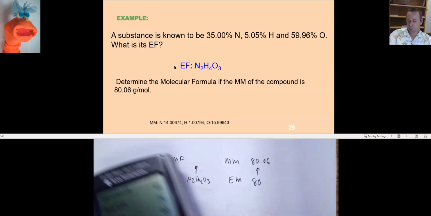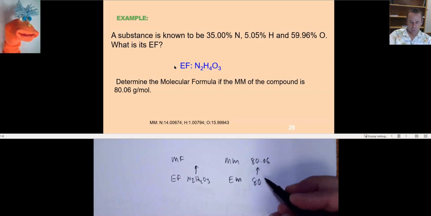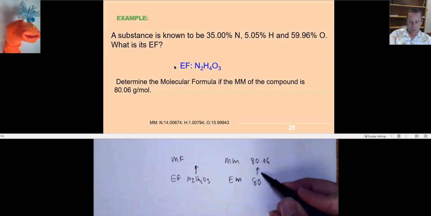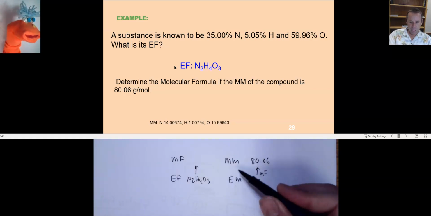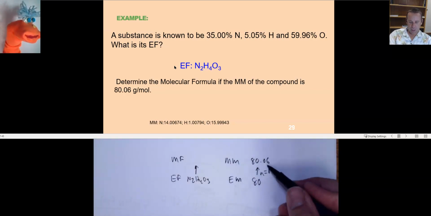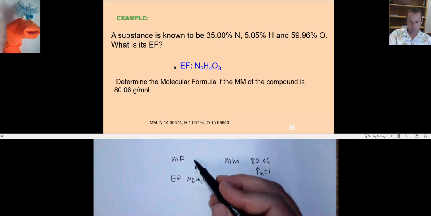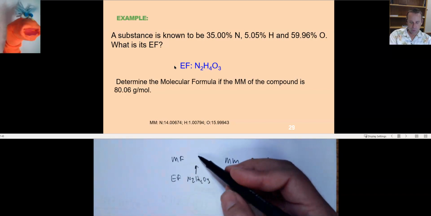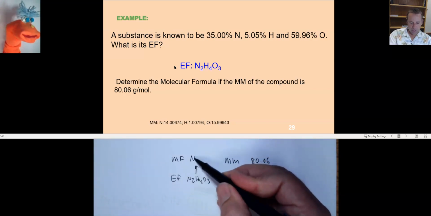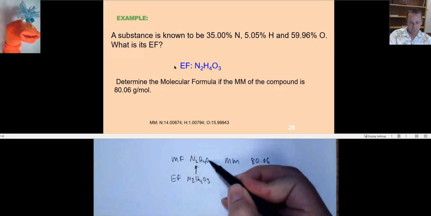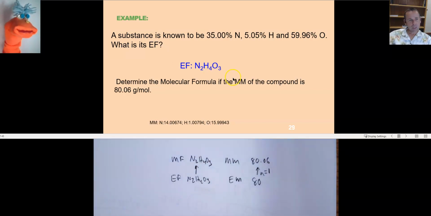Well, then the molecular mass is the same. So what did you find out? The multiplier is one. All right, so the empirical mass is the same as the molecular mass, n equals one, that multiplier, right? So that means the empirical formula is the same as the molecular formula. That's right, N2H4O3. Good.